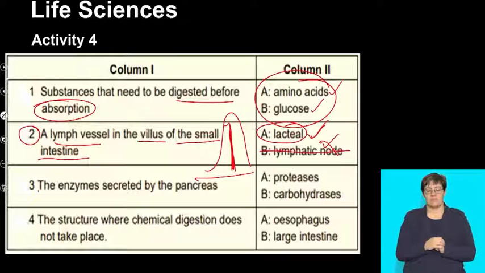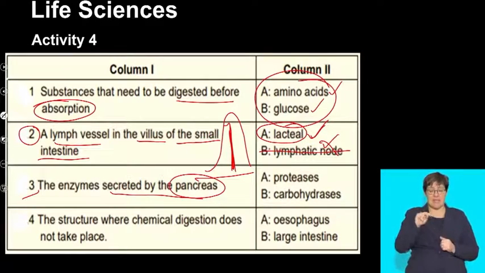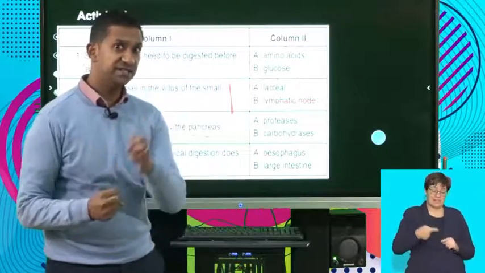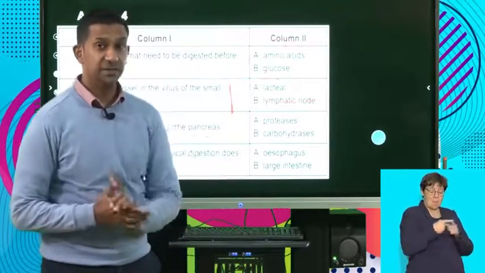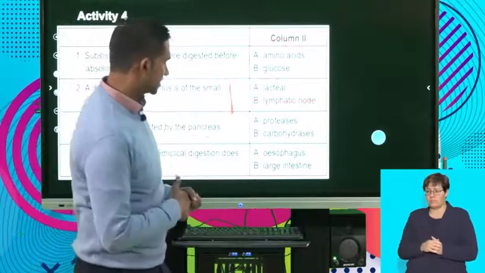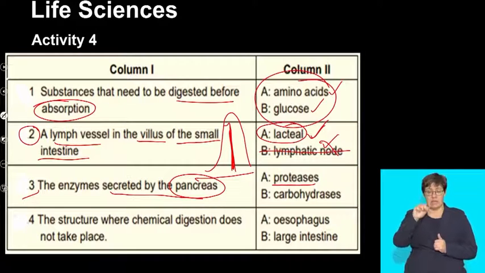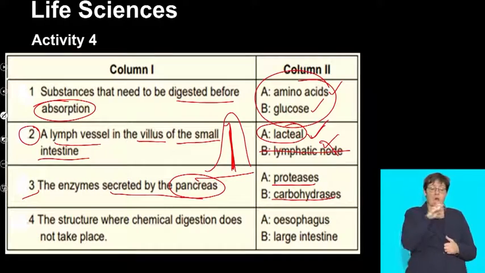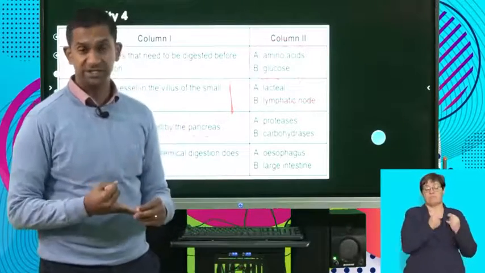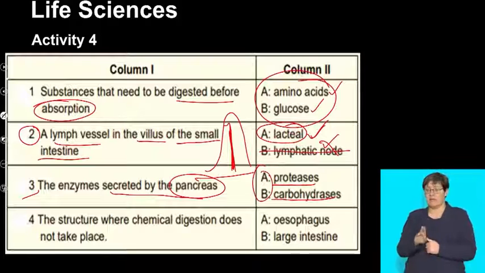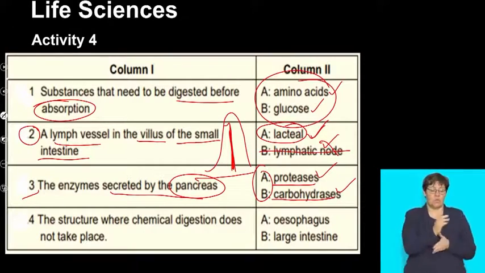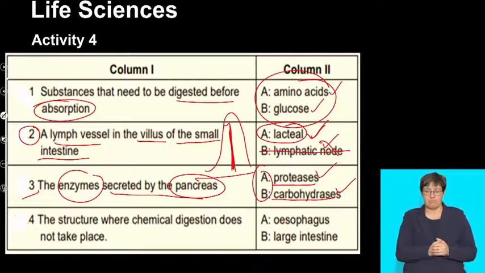Okay, let's look at the third option. The enzymes secreted by the pancreas. Guys, remember that the enzymes produced by the pancreas are released into the duodenum. We also know that the pancreas produces hormones. Let's look at that. So we've got proteases and your carbohydrases. So the pancreas produces enzymes that are responsible for completing the carbohydrate digestion as well as completing protein digestion. So both A and B are a group of enzymes that are released by the pancreas that are important enzymes in completing the process of digestion.